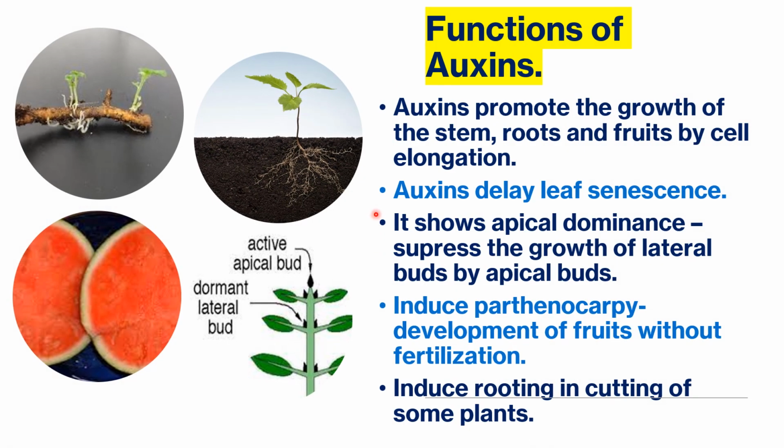Let us learn the functions of auxins. I told you auxin is one of the growth promoting hormones. Auxins promote the growth of the stem, roots and fruits by cell elongation. That is the first point.